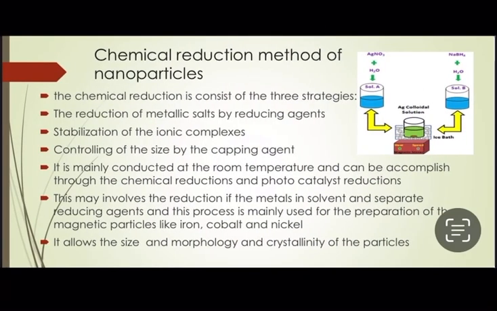Here is another heading of our topic, that is the chemical reduction method of the nanoparticles. Talking about the chemical reduction methods, that is often conducted at room temperature or with moderate heating and can be accomplished through chemical reagents reduction, photocatalyst reaction, electrochemical reduction, and solvothermal reduction products.